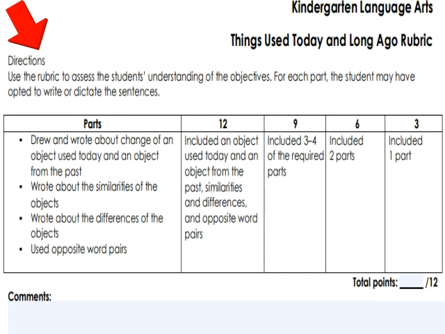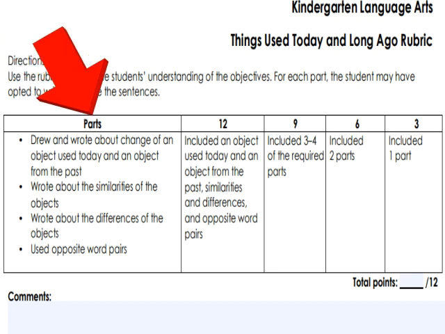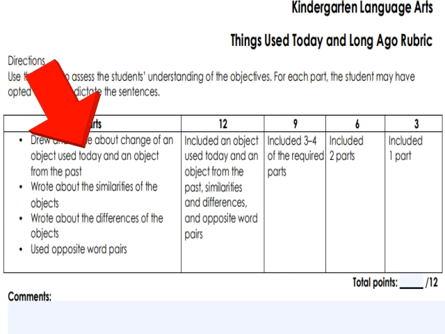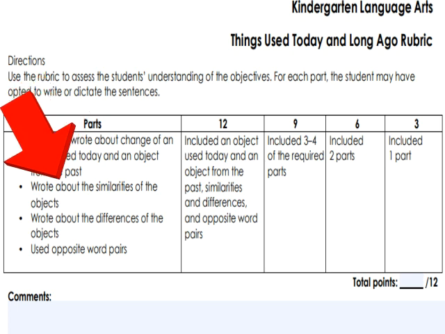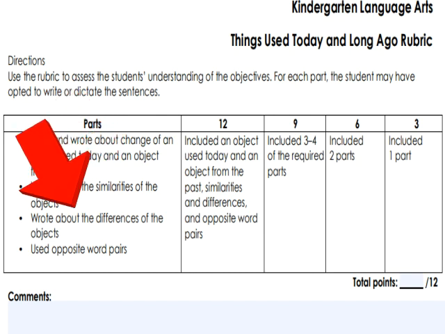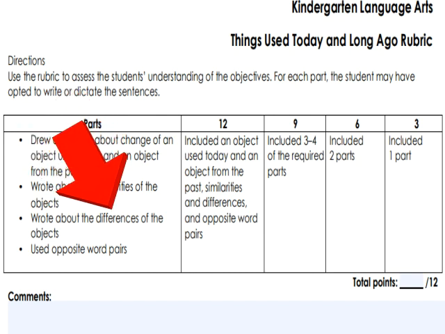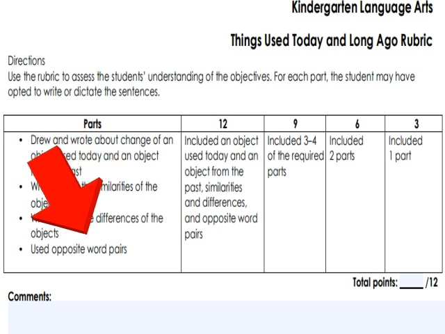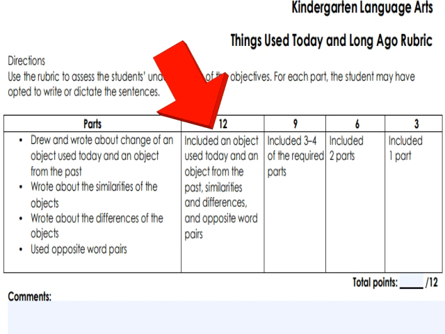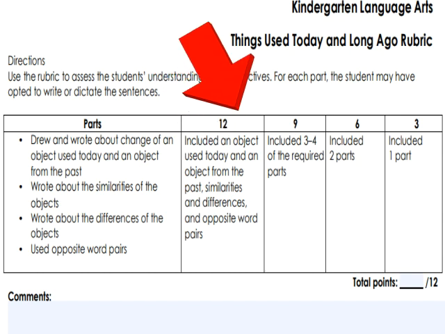If I look right here, it says parts. The student drew and wrote about change of an object used today and an object from the past. The student wrote about the similarities of the objects. That's how the objects are the same. And wrote about the differences of the objects. That's how the objects are different. The student used opposite word pairs. So if you include all of those things, then you will receive 12 out of 12 points, which is the highest score possible.